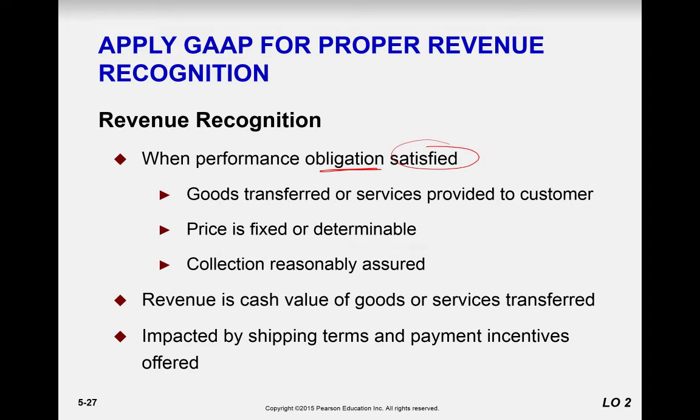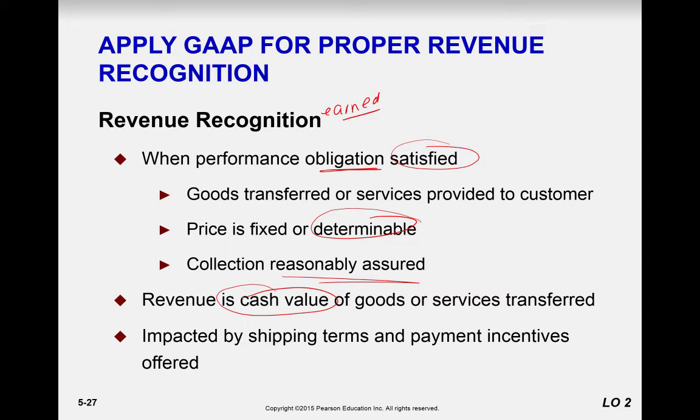Remember, we recognize revenue when it's earned, and you earn it when your performance obligation has been satisfied, the price is easily determinable, and you are reasonably assured. Reasonably. Obviously, you're not going to sell to people that are not going to pay you, but as we're going to find out later in this chapter, not everybody that you sell to pays you. So revenue is basically the amount of cash value that you're going to get for those goods and services.